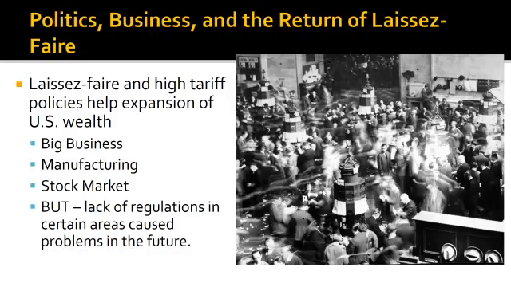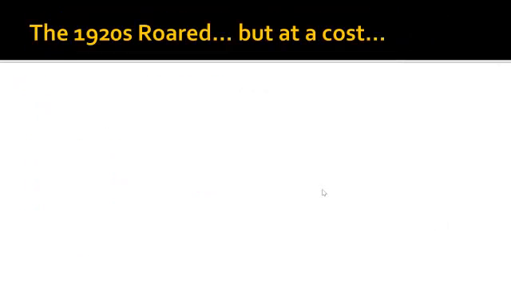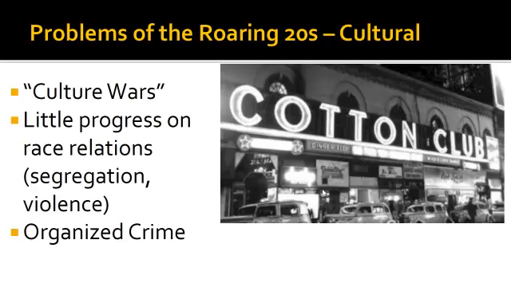However, the lack of regulations as well as the lack of social programs in certain areas is going to lead to major problems in the future during what we're going to come to call the Great Depression. And so now to wrap up the 1920s, they certainly roared, but there was a cost to all that roaring. The cultural changes are going to lead to culture wars between science and religion, between traditionalists and modernists, and that is going to cause some deep divisions in American society.